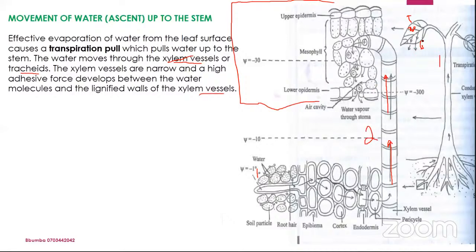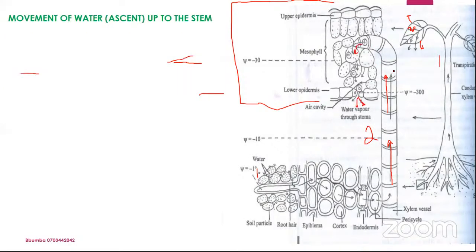Now, the xylem vessels are narrow, with high adhesive forces between the water molecules and the lignified walls of the xylem. This is what I'm explaining here: when water is lost from these mesophyll cells via the stomata like this, these mesophyll cells become hypertonic, meaning that the sap concentration here becomes more concentrated than the cells in the xylem. So water moves from the xylem, it enters like that.